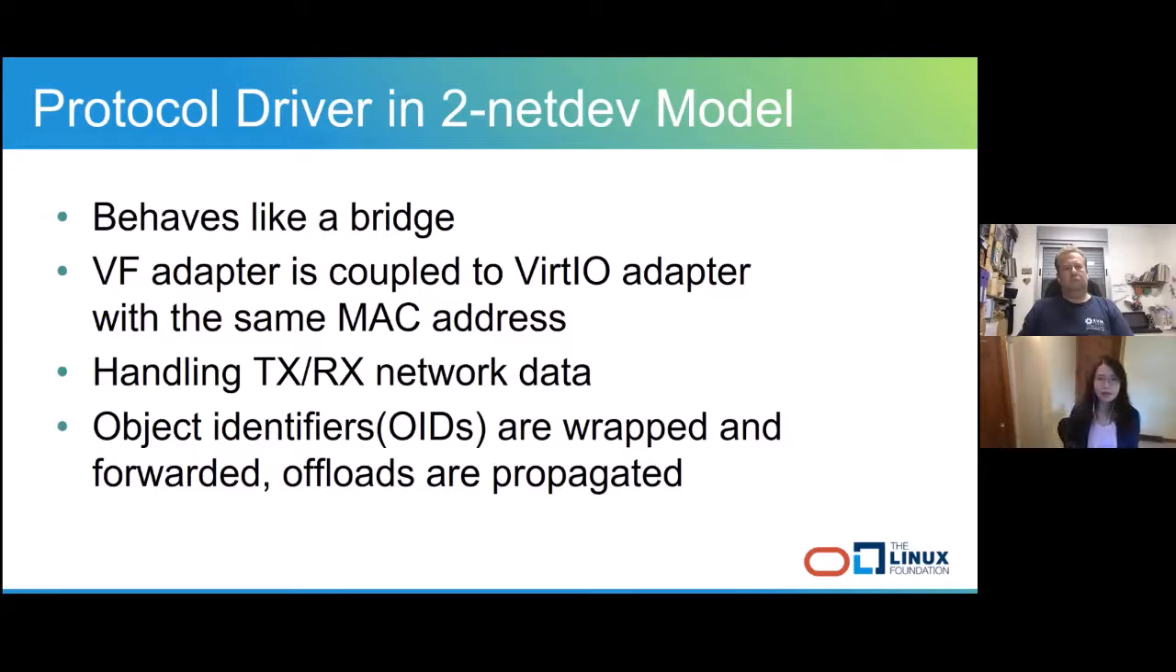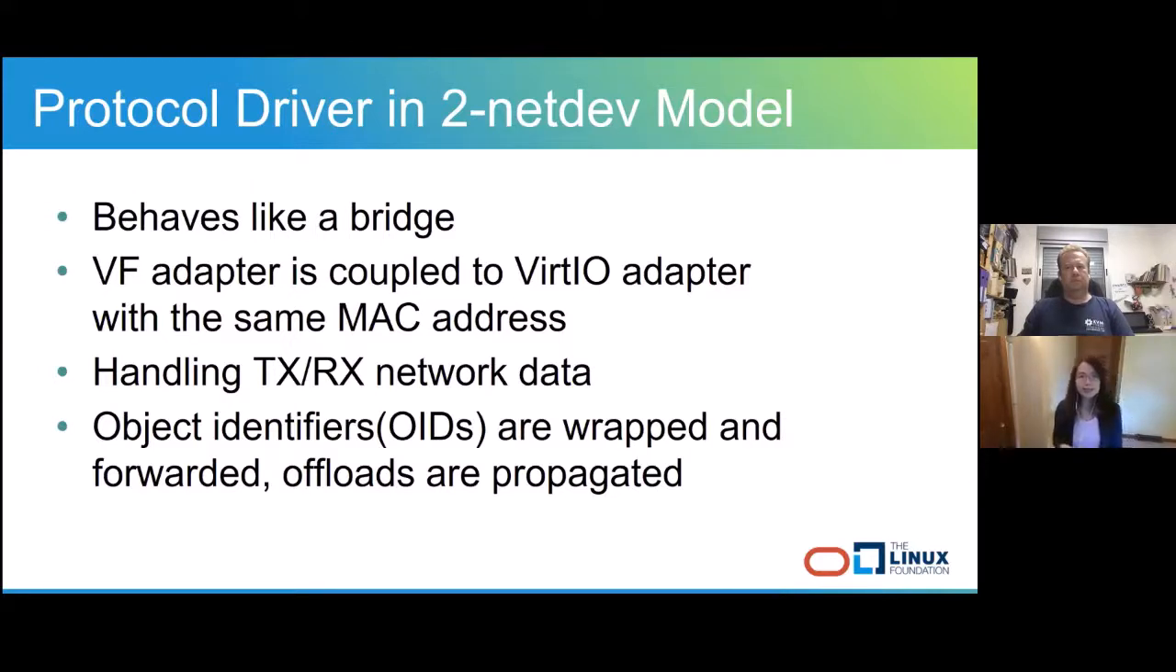When the VF adapter is hot added, the protocol driver will search for the matched MAC address among all existing virtual network devices. If there's a matched one, the protocol driver will bind it to the VF miniport driver and switch the data path to it. When the VF network adapter is hot removed, the protocol driver will shut down its binding and switch the data path back to the virtual one.